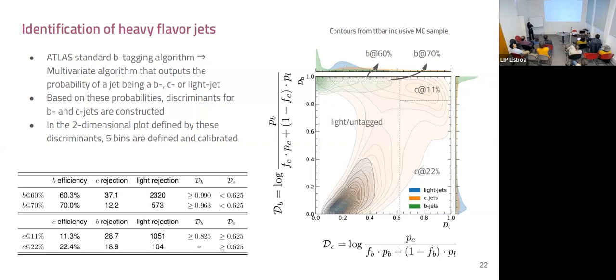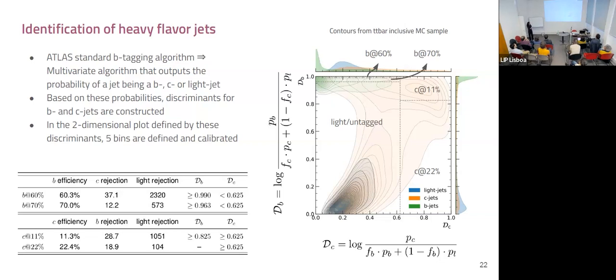So then what we do is define 5 bins in this plot, one very small here at the top, and below it one that is slightly larger. And these are what we call the B tagging bins. So the jets falling there have a high probability of being an actual B jet. Here, this big bin are the light or untagged jets. And then everything on the right is what we call C jets with different efficiencies. And then here on this table, you can see for each working point, also the rejection that we get against the other two types of jets. So for example, for the C jets, you see the B rejection is around 30 or 20. And the light rejection is around 1000 or 100, depending on the efficiency that we choose.